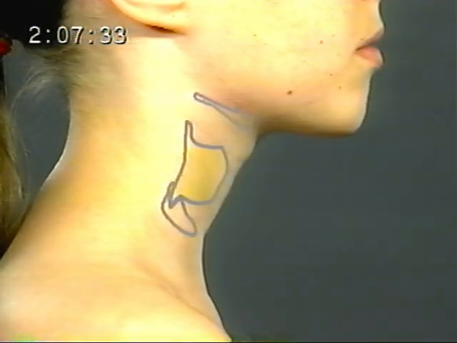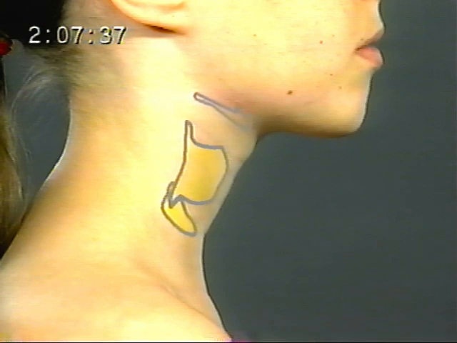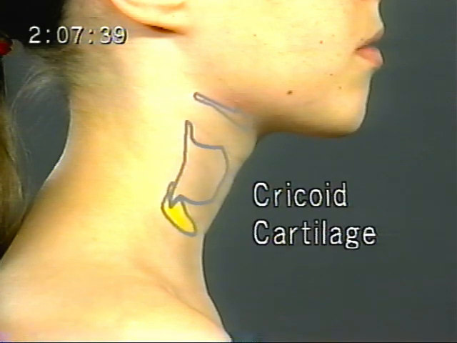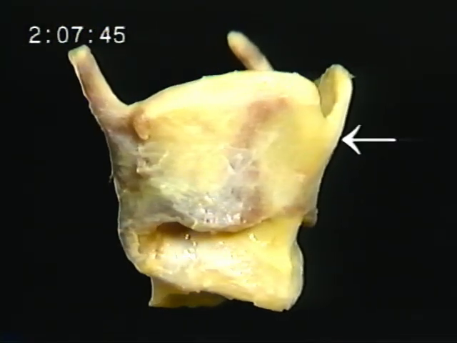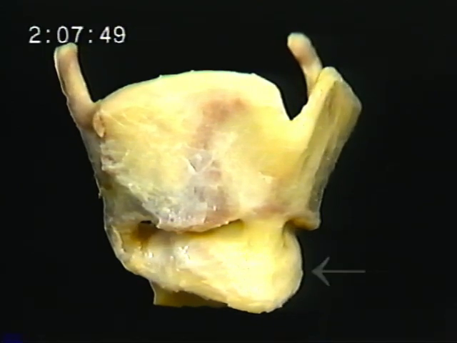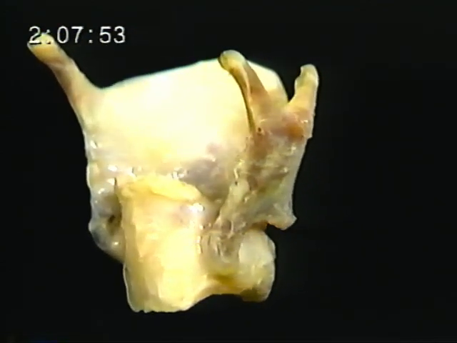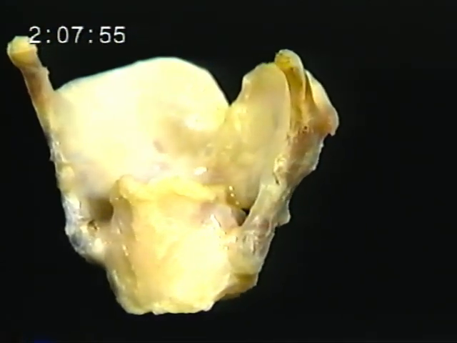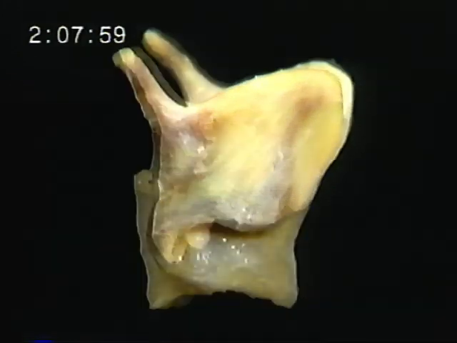The thyroid cartilage is here, below the hyoid bone. The cricoid cartilage is here, just below the thyroid cartilage. Here are the thyroid cartilage and the cricoid cartilage together. The cricoid cartilage is partly enclosed by the larger thyroid cartilage. We'll look at the thyroid cartilage first.